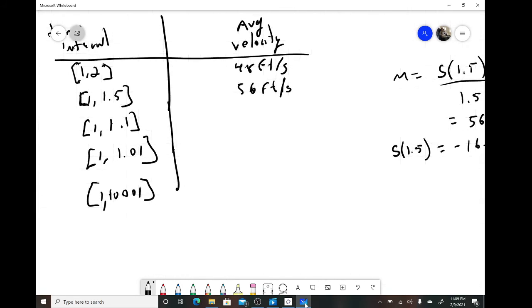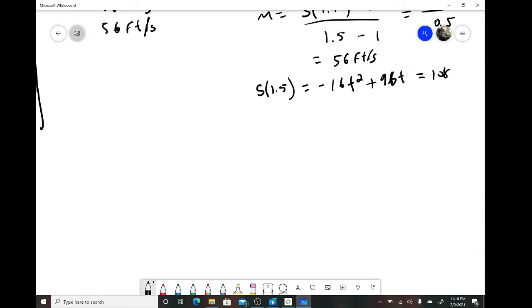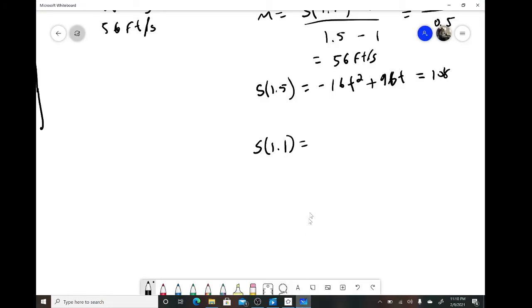So what we're really trying to find out is how quickly is the rock moving at 1 second. So we'll continue to do this. So let's do it for 1.1. So first, let me real quick find what s of 1.1 is. Again, we're using the same formula. So s of 1.1 will simply be 86.24.